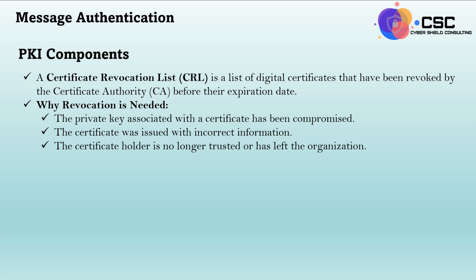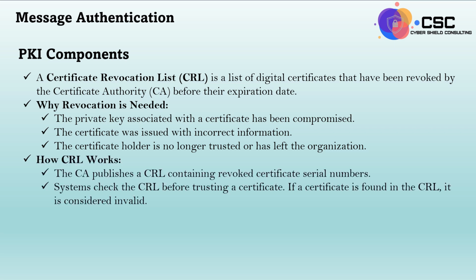So how does the CRL work? The CA publishes an updated list of revoked certificates. Whenever a system or a user attempts to verify a certificate, they check this list. If the certificate serial number is in the CRL, then it's considered invalid and should not be trusted. However, CRLs have some limitations. They need to be updated frequently to remain effective, and checking a CRL can sometimes cause delays in certificate verification. To address this, many organizations use an alternative called the Online Certificate Status Protocol, OCSP.